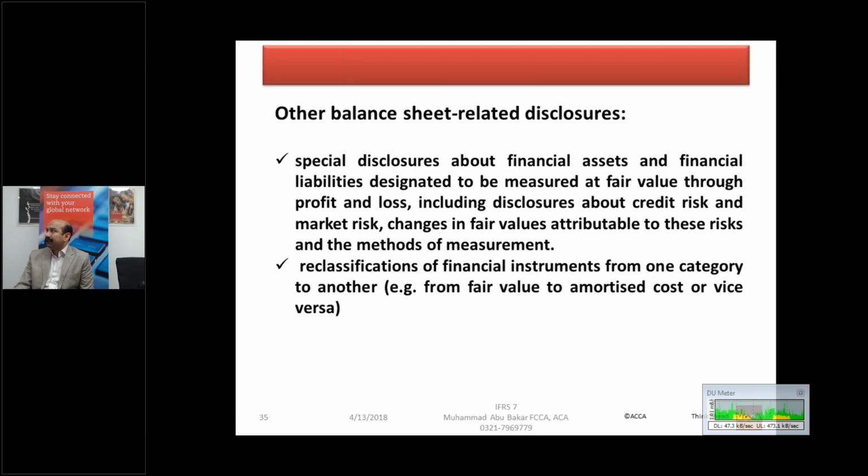And then other disclosures are special disclosures about financial assets and financial liabilities designated to be measured at fair value through profit and loss, including disclosures about credit risk and market risk, changes in fair values attributable to these risks, and the methods of measurement. Reclassifications of financial instruments from one category to another, from fair value to amortized cost or vice versa. And today, I used this reclassification concept in our pop-up question.